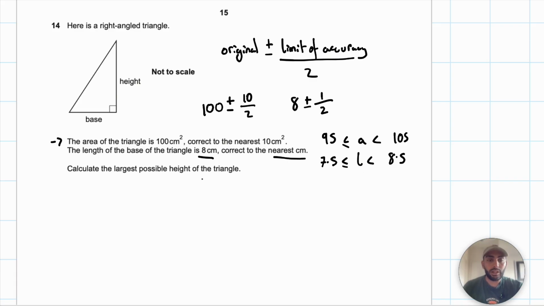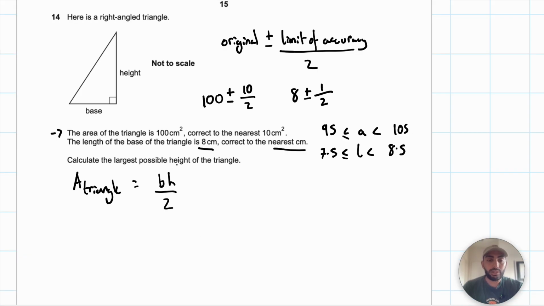Calculate the largest possible height of the triangle. How do we work out areas of triangles? We take the base, multiply it by the height, and divide it by 2. Because we're trying to maximize this height, I'm going to rearrange this equation so I've got height as the subject. So I'm multiplying both sides by 2, so 2a is equal to b times h, and then h would be equal to, dividing both sides by b, 2a over b.